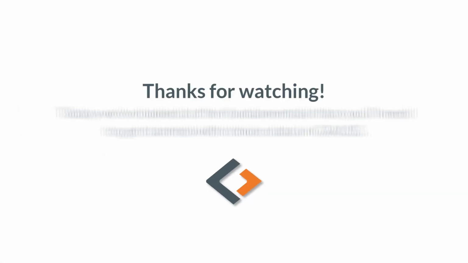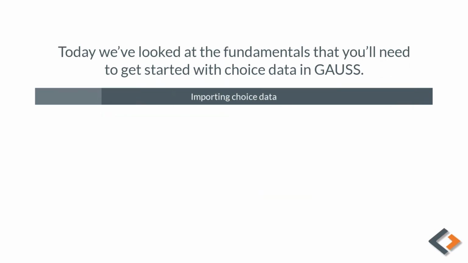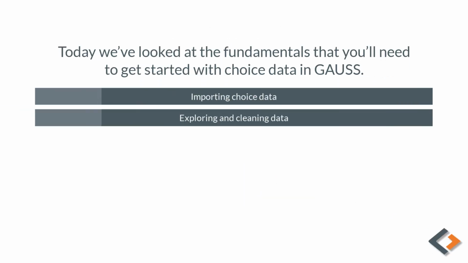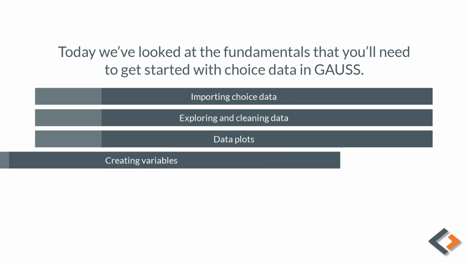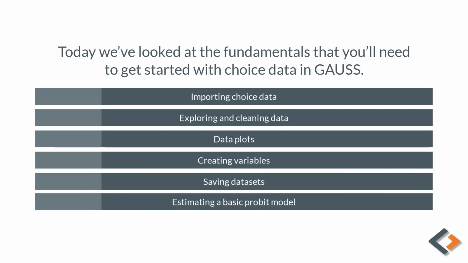Thanks for watching! Today we've looked at the fundamentals that you'll need to get started with choice data in GAUSS. We've covered importing data, exploring and cleaning data, data plots, creating variables, saving data sets, and estimating a basic probit model.